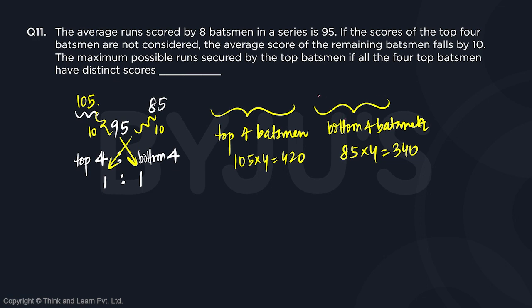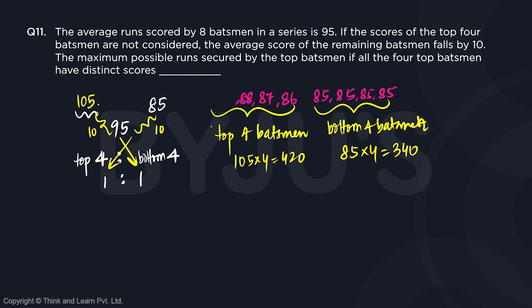Let's talk about the bottom ones first. Nothing is said about the bottom ones, so we can assume that everybody had 85. Now, if I want the top 4 batsmen to be different from the bottom 4, the smallest run should be 86 over here. Because if one of the top 4 batsmen gets a score of 85 runs, he is not among the top 4. He should be in the bottom 5. So we get 86, the next we can get is 87, the next we can get is 88.